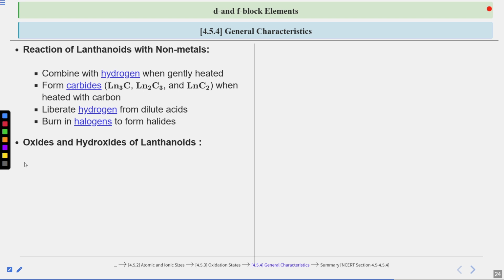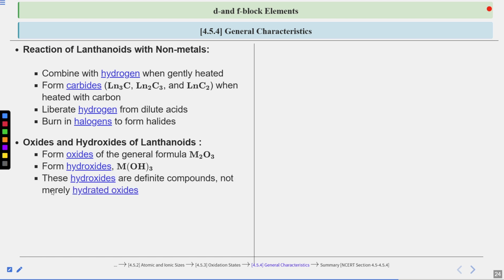If you talk about the oxides and hydroxides of lanthanoids, they form oxides of the general formula M2O3. They form hydroxides of M(OH)3 type. These hydroxides are definite compounds, not merely hydrated oxides. Their hydroxides are basic in nature, similar to the alkaline earth metal oxides and hydroxides, the group 2 metal oxides.